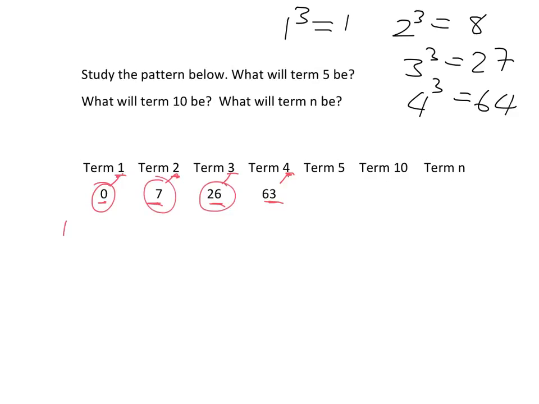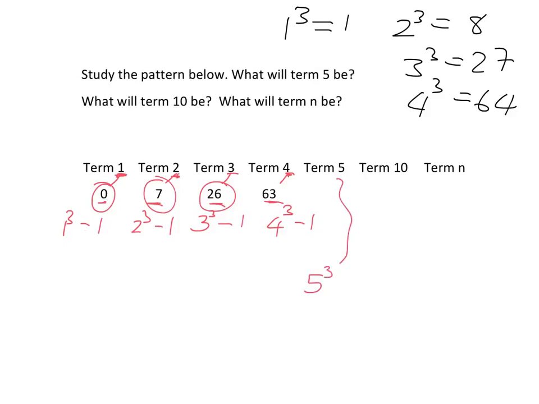So if you take 1 cubed and you subtract 1, you get 0. If you take 2 cubed, which is 8, and you subtract 1, you get 7. If you take 3 cubed and you subtract 1, you get 26. And if you take 4 cubed and you subtract 1, you get 63. So the relationship that we're looking for is that for any term, the way you get it is you cube and then subtract 1.